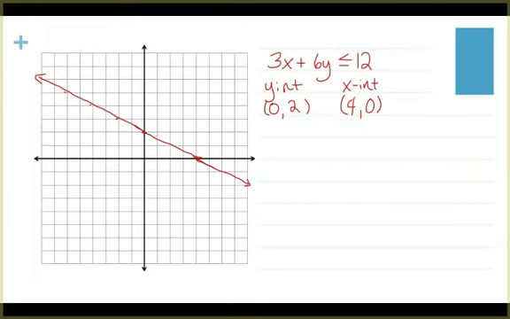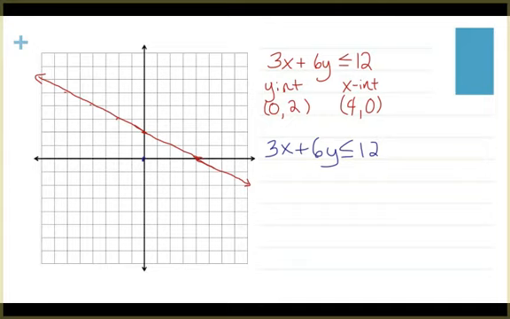Now 0, 0 is clearly on one side of my line, so I'm going to try 0, 0 as my test point. If I get a true answer, I shade that side. If I don't get a true answer, I would check the other side just to make sure. So 3x plus 6y is less than or equal to 12.